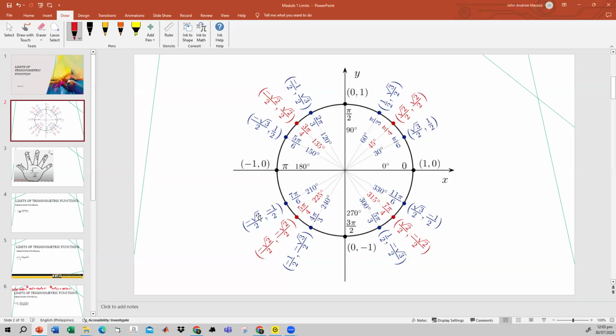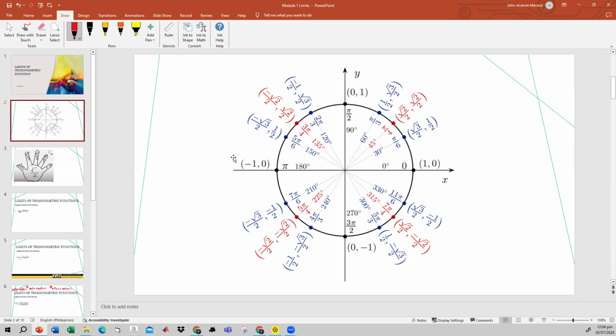So this is a unit circle wherein each angle is equivalent to a specific coordinate. So let's say we have 0 degrees, that's basically equal to 1 comma 0. For 30 degrees, that's equal to square root of 3 over 2 comma 1/2. Then for 45 degrees, that's equivalent to square root of 2 over 2 comma square root of 2 over 2. While for 60 degrees, we have 1/2 comma square root of 3 over 2. Then we also have the 90 degrees, which is equivalent to 0 comma 1, and so on and so forth.